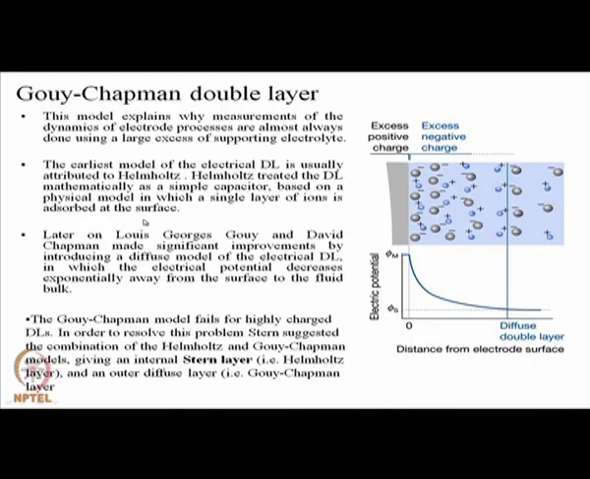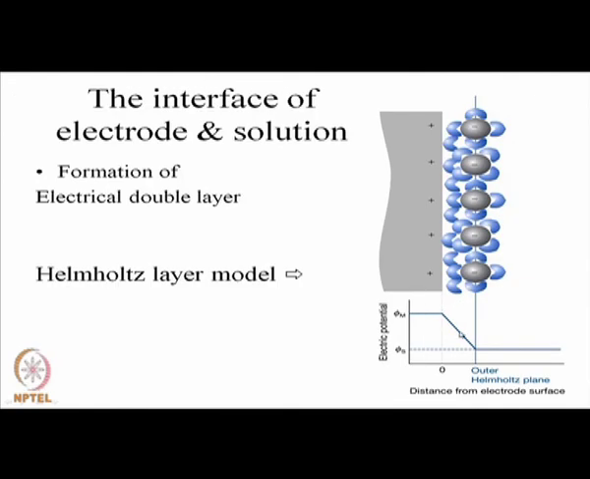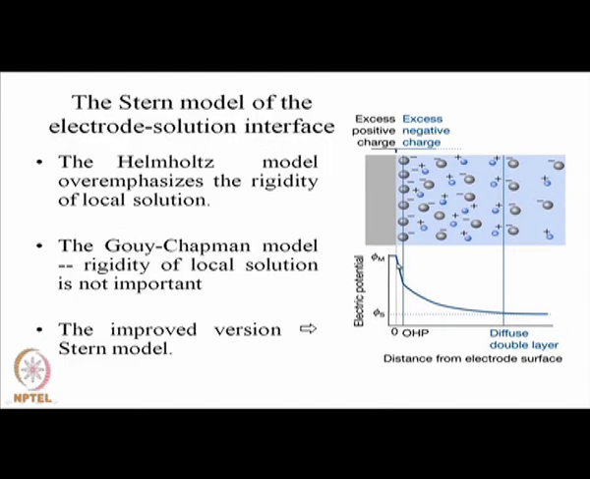Next, we talked about the Gouy-Chapman model. They introduced a diffuse layer where the potential changes exponentially with distance. For highly charged double layers, this model or the earlier model is not sufficient to explain the behavior. So Stern introduced a combination of these two: the nearby portion, the outer Helmholtz plane, is guided by the Helmholtz type of model and the outer portion is guided by the Gouy-Chapman model.